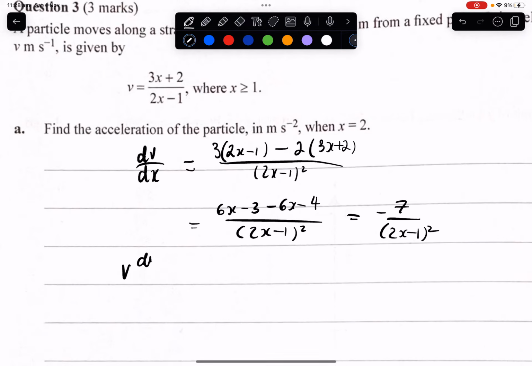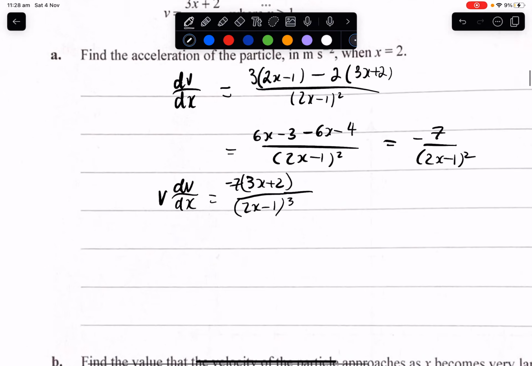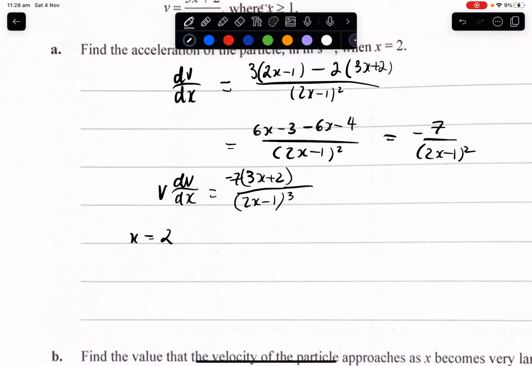Now v dv/dx is equal to 3x plus 2 over 2x minus 1 times by negative 7. So you can just, the denominator will be cubed now. And when x is equal to 2, you've got a is equal to negative 7 times 6 plus 2 is 8 over 3 cubed, which is 27. And so a is negative 56 on 27 meters per second squared.